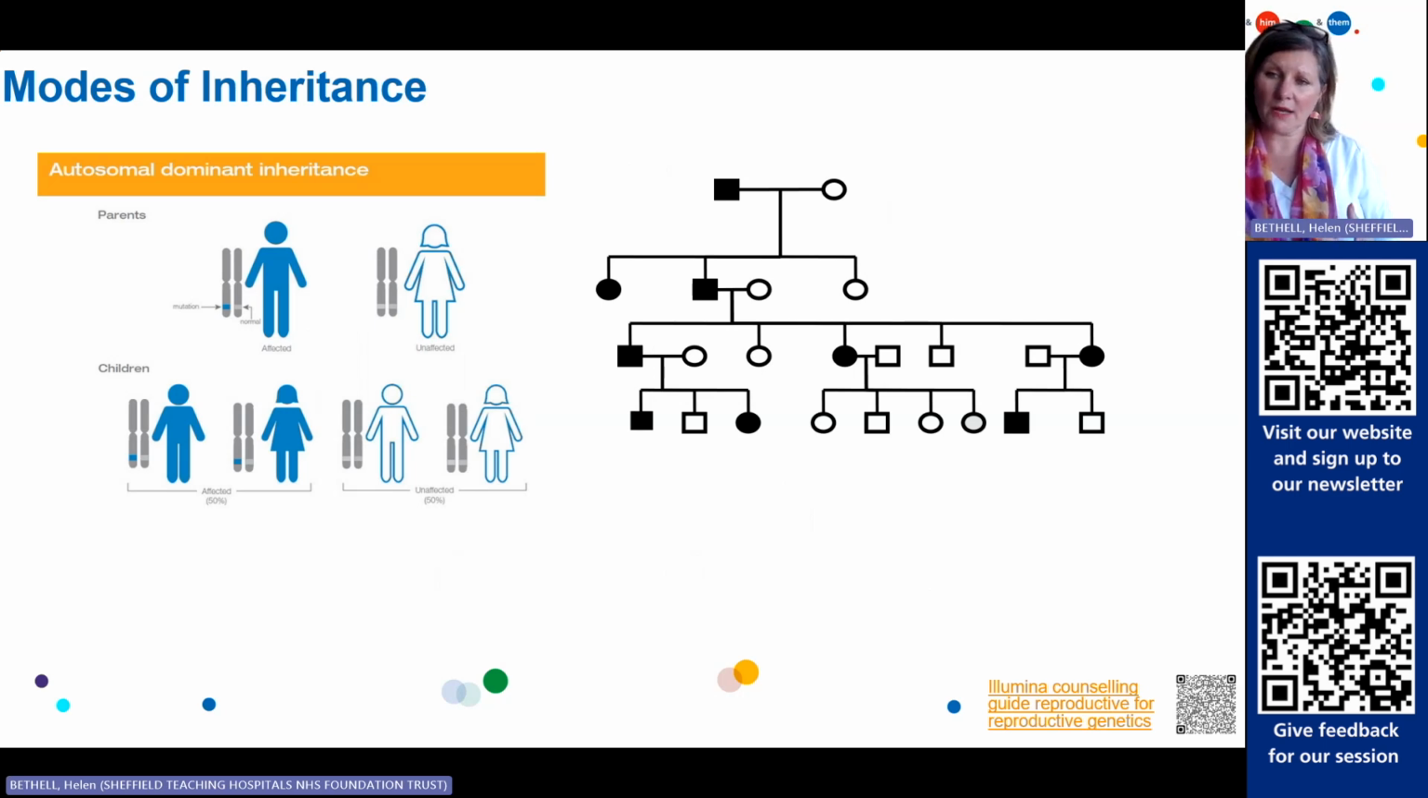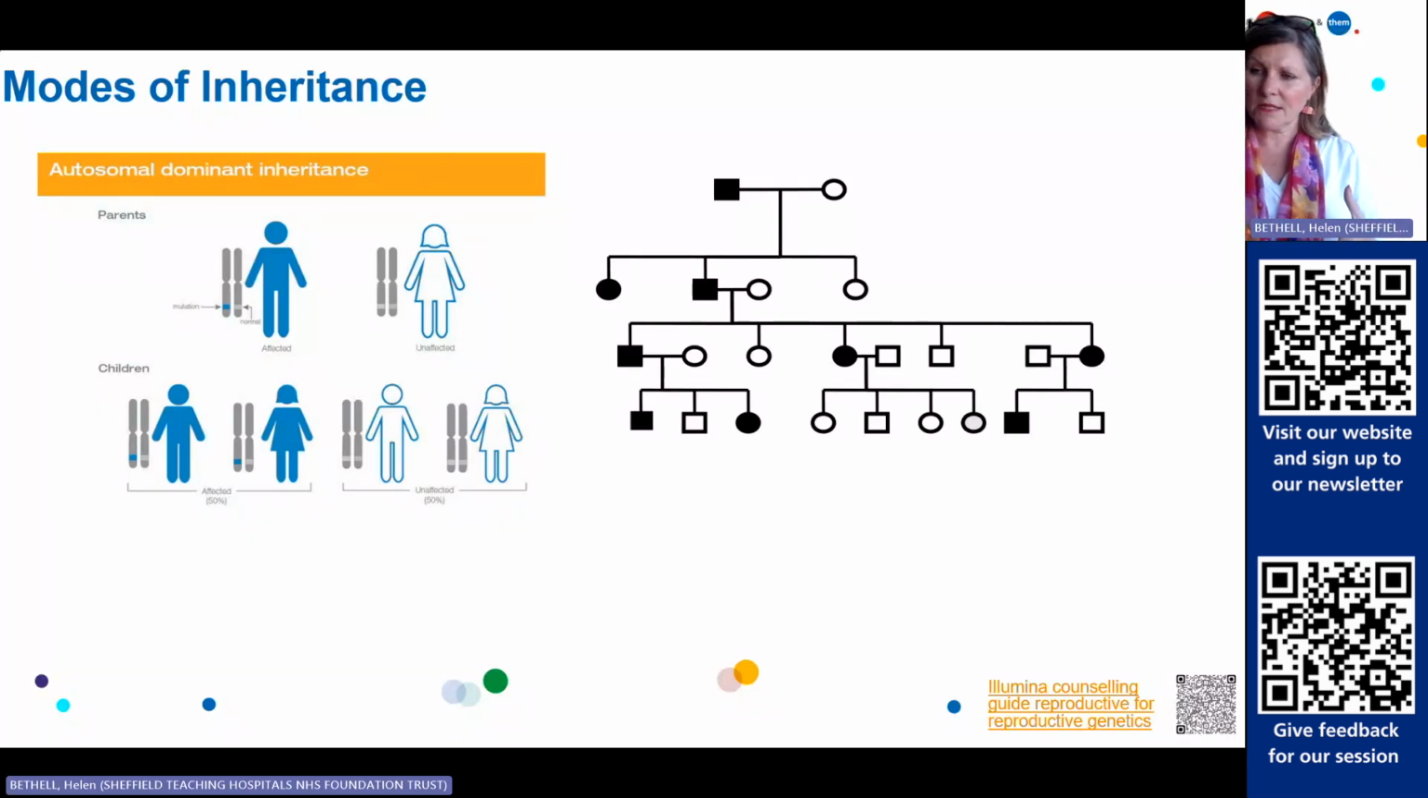I want to go on now to think about the 3 main types of inheritance. I just want to give credit to Illumina here, who created a counselling guide for reproductive genetics. It's a free resource, available via the QR code in the bottom right-hand corner of the screen. These diagrams are taken from there, and I just wanted to give credit to that.